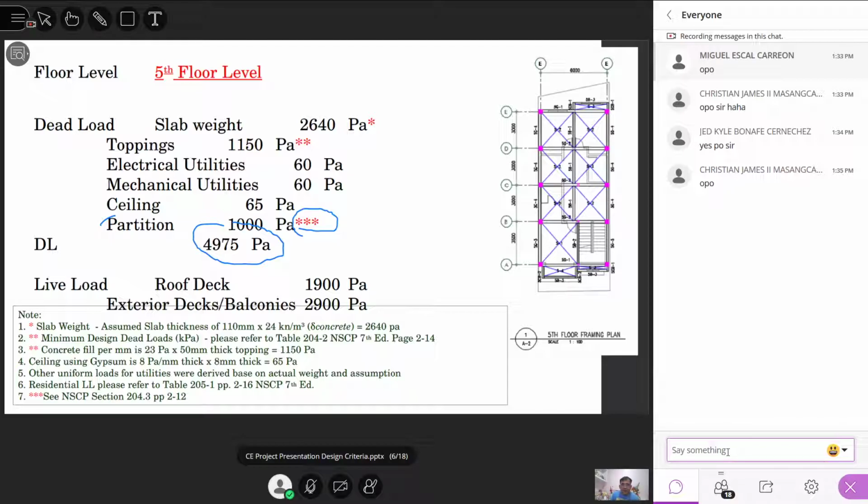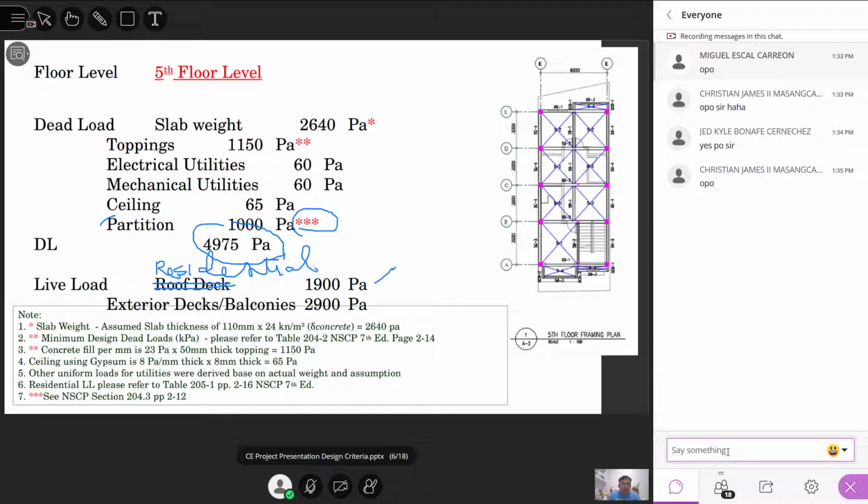Any question? Next. So, roof deck. Sorry, why did this become roof deck? Fifth floor. Oh, that's wrong, sorry, I did not correct that. It should be residential. My handwriting is bad. So it should be 1,900.